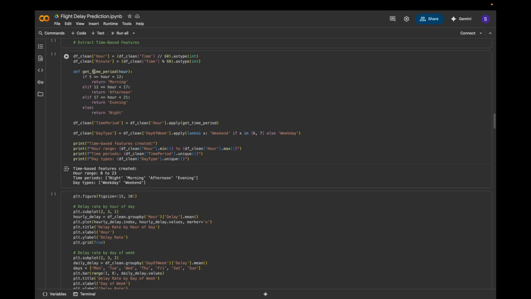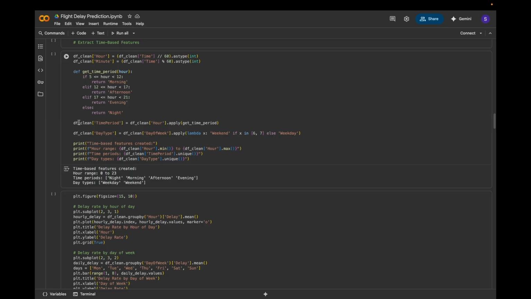Then we move on to df.get_time_period equals hour, all the way till return night. Basically this block of code creates a time period category. If 5 is less than or equal to hour, which is less than 12, it assigns it to morning. And then if 12 is less than or equal to hour, which is less than 17, it's assigned to afternoon, and so on to evening for this one. And if it's not any of these, it's assigned to night. Basically this is done as different time periods have different delay patterns due to air traffic congestion, weather conditions, and passenger volume.